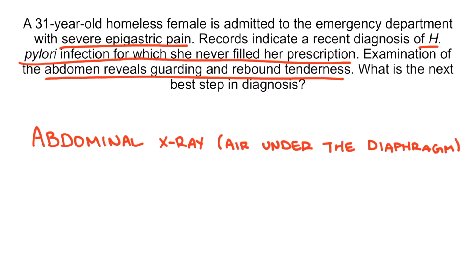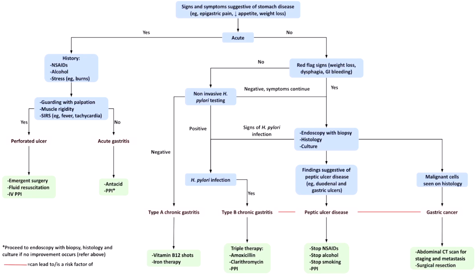diaphragm. If the results on X-ray are still equivocal, a high suspicion of perforation requires abdominal CT scan with IV contrast. Small amounts of free air or fluid may be seen. Once the diagnosis is confirmed, this patient will need prompt surgical intervention. Now let's take a look at our algorithm again.